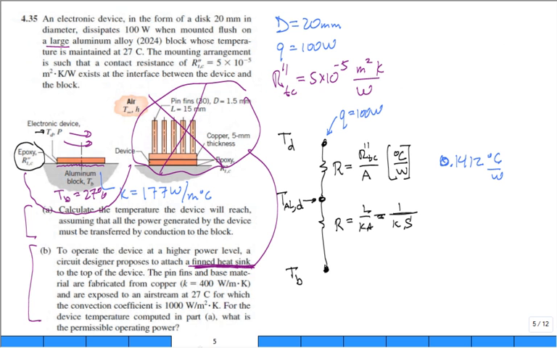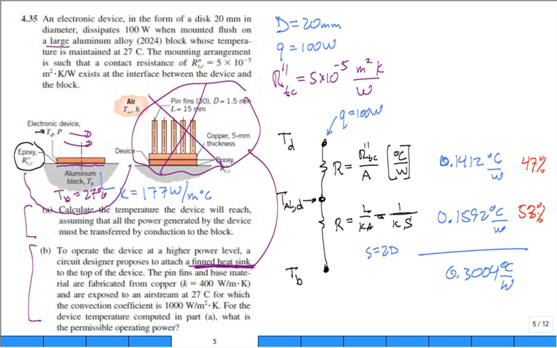So I can jump back and I say, oh, I know what S is. That's 2d from their table. And so that resistance comes in at 0.1592 degrees C per watt. I sum them up. I get the total resistance of two resistors in series, 0.3004 degrees C per watt. Maybe I go back and I say, what was the percent contribution due to the epoxy? Almost half. And then the resistance due to the aluminum block is almost half.